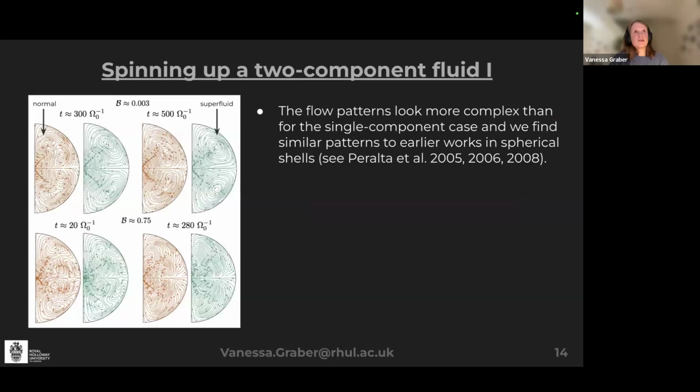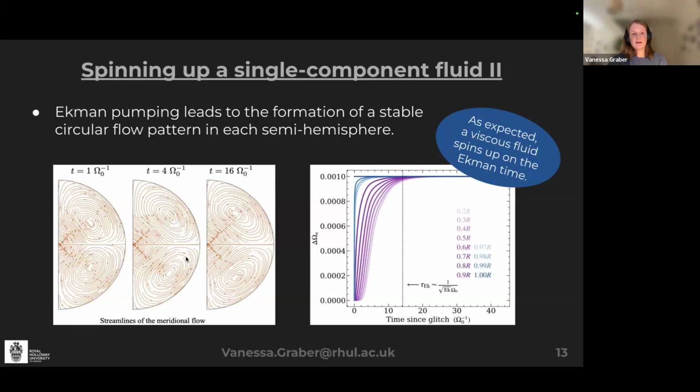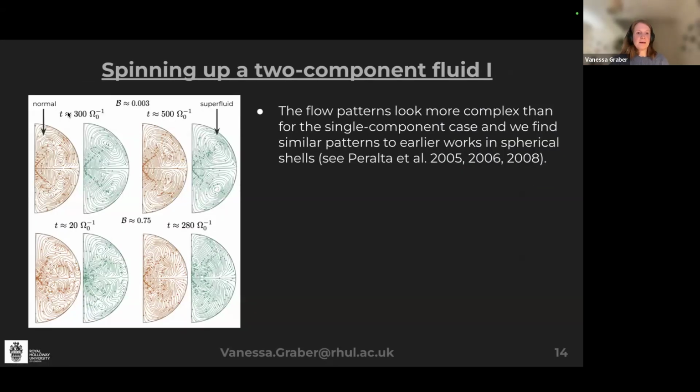Okay, so how does this look in a two-component fluid? This is a similar picture as we just saw in the single fluid system, but we have the normal component given in orange, and the superfluid in green. The top row is for a very weak mutual friction coefficient, and the bottom row is for a stronger mutual friction coefficient.